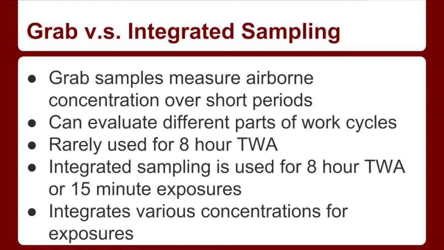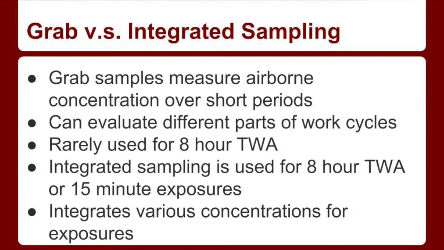Integrated air sampling is used to estimate a worker's 8-hour or 15-minute exposure to a particular substance. This is done by collecting one or more personal air samples for the duration of a particular task or work shift. It is called integrated sampling because the result integrates all of the various concentrations to which the worker has been exposed during the sampling period. The resulting concentration represents an average exposure over the sampling period, also known as a time-weighted average.